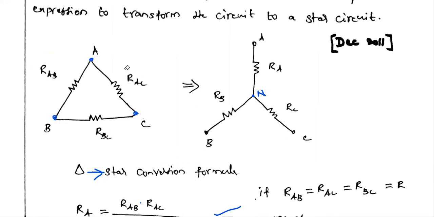In order to convert this delta network into star, you just remember the value of RA, connected in node A, is calculated by: in delta, what are the two resistances connected? Those two resistances you just multiply, divided by the addition of the three values. In a similar manner, you just calculate the others.